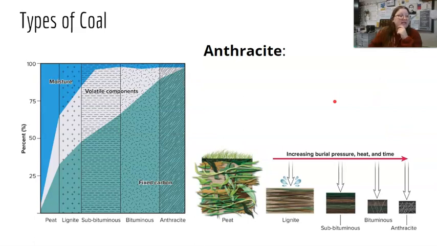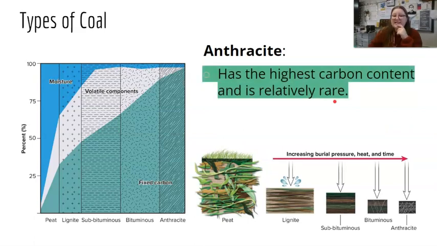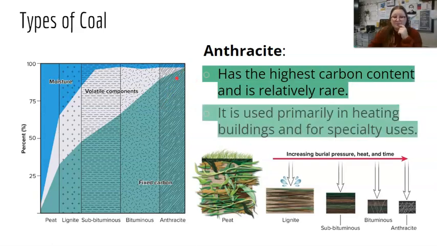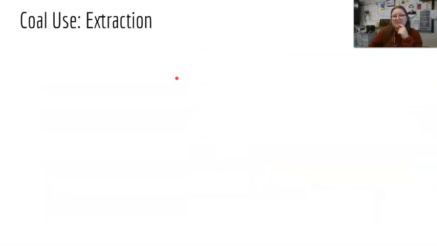And then last but certainly not least is anthracite. This has the highest carbon. It's almost completely carbon and it is pretty rare. It's used primarily in heating buildings and then for specialty uses.